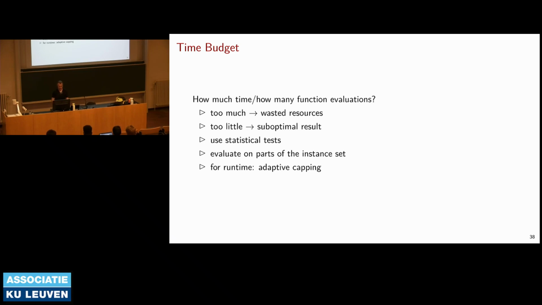We can do various things to speed this up in practice. For example, evaluate only on parts of the instance set, or use a technique called adaptive capping, where, if I'm optimizing for runtime, I change the time limit dynamically. If the best configuration I found can solve this problem in 10 seconds, there's clearly no point in letting something run for more than 10 seconds. If I then find something that can solve it in 5 seconds, there's no point in letting it run for more than 5 seconds. So I can adjust this dynamically and speed up through that in practice as well.